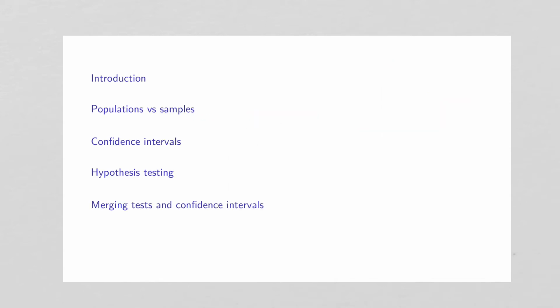So I'm going to talk to you about the introduction, populations versus samples. Remember, population versus sample is not just about size. Then confidence intervals, because the inference that we make about the population is an estimate, but we could be wrong, so we need to account for it within confidence intervals. Then hypothesis testing, which you've probably heard about: a null hypothesis, the alternative hypothesis, and then merging tests and confidence intervals.